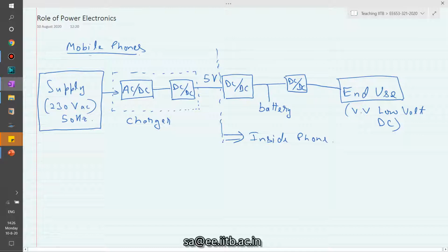So you can see that a very common device which all of us use has so many stages of power conversion. First AC to DC, then DC to DC, then one more. And all of this conversion is done by power electronic circuits. So all of this, right from supply to just before the end use, is all power electronics.